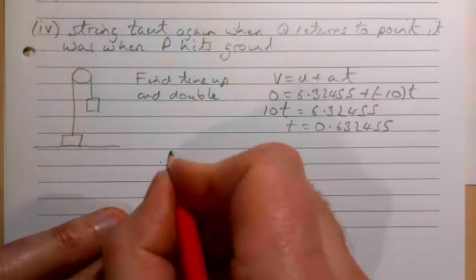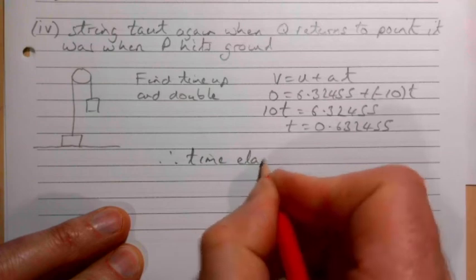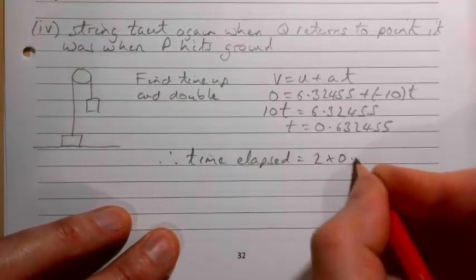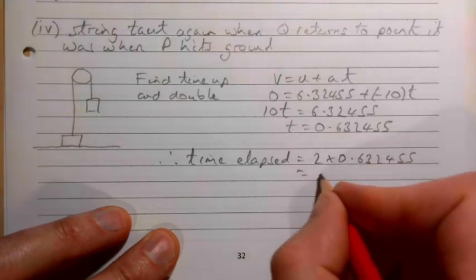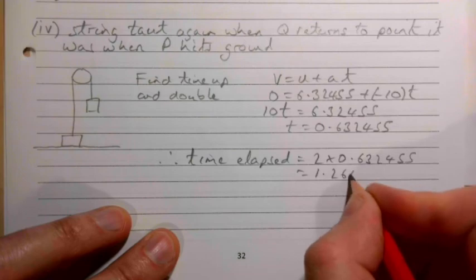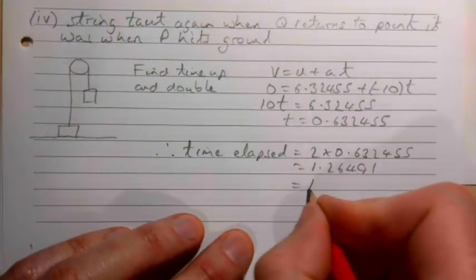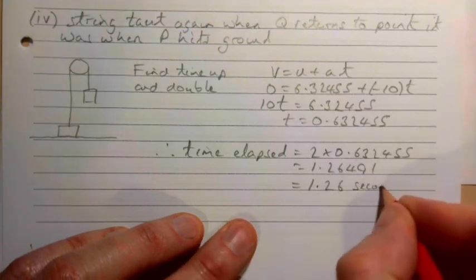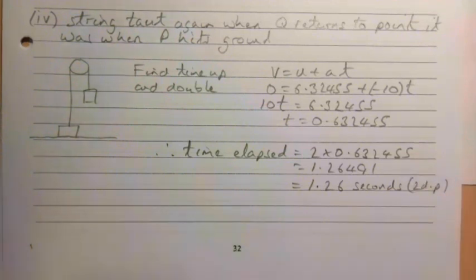Nearly there. Therefore, time elapsed is 2 times 0.632455, which is 1.26491, and to 2 decimal places, 1.26 seconds. That's the 2 decimal places.